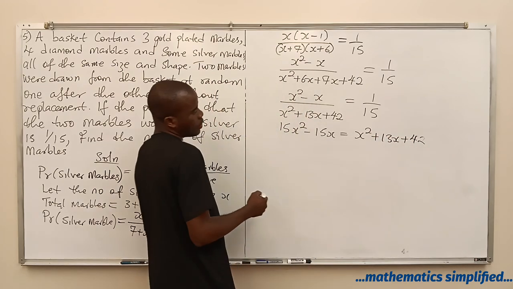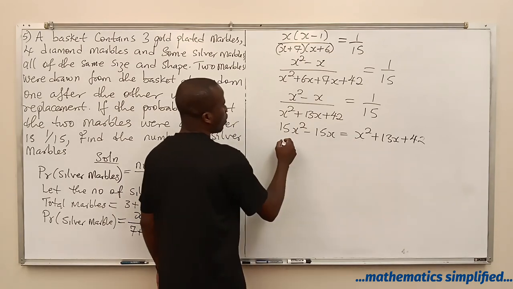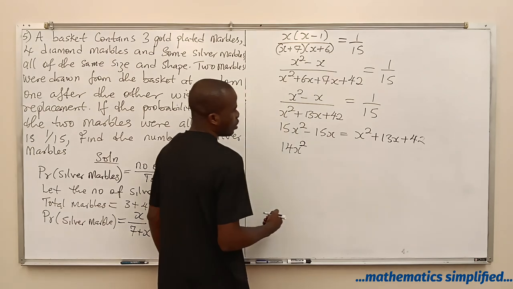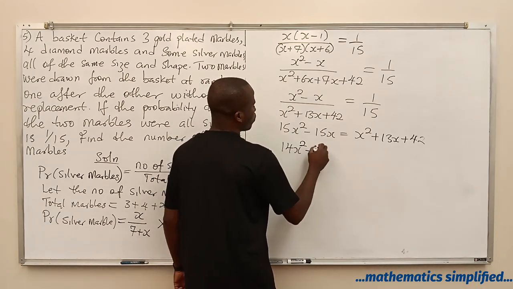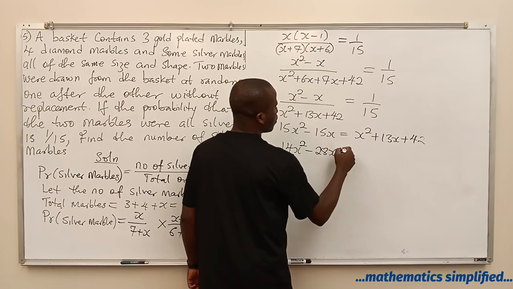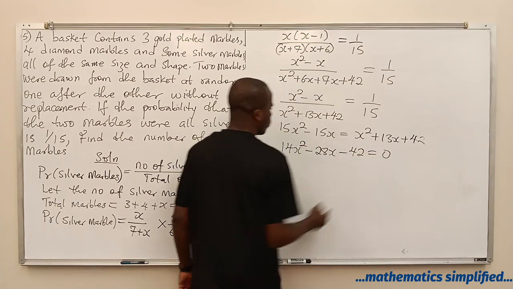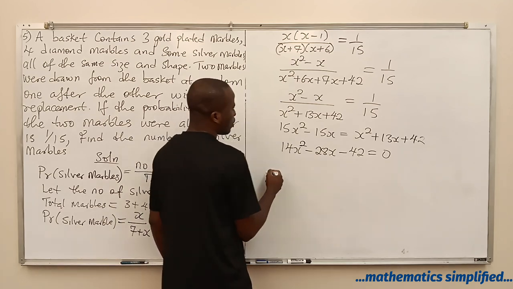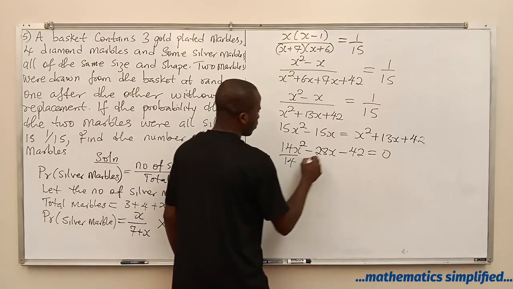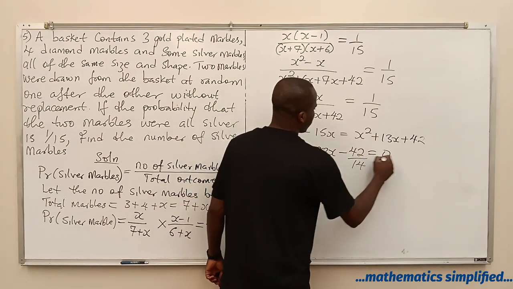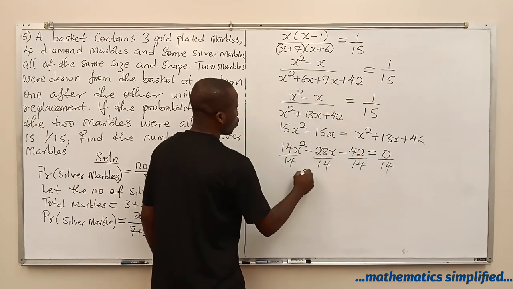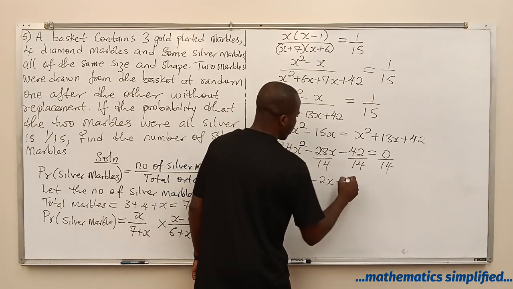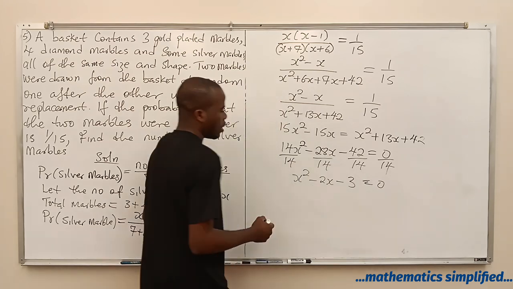So we'll collect like terms. 15x squared minus x squared is 14x squared, minus 15x minus 13x will be minus 28x, and minus 42 equals 0. If we look at the left hand side, we'll notice that 14 is common. So if we divide through by 14, we'll have x squared minus 2x minus 3 equals 0. We can factorize this.